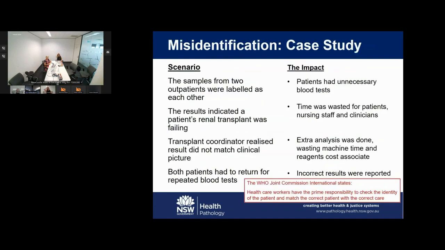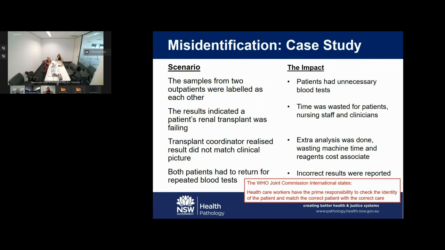And we've got a scenario here, and this is a true scenario where the samples from two outpatients were collected, patient A and patient B, and they were labelled B and A. So patient A's blood was labelled with patient B's details. The results indicated that the patient's renal transplant was failing, and obviously that was something that the patient and the clinician didn't want to hear. Luckily, the transplant coordinator realised that it didn't match the clinical picture and had both of those patients repeated.